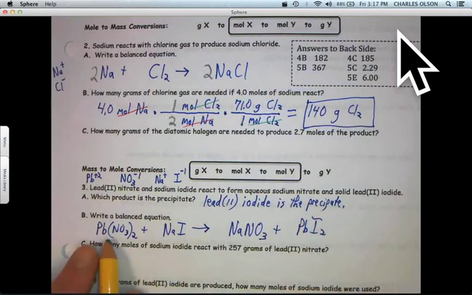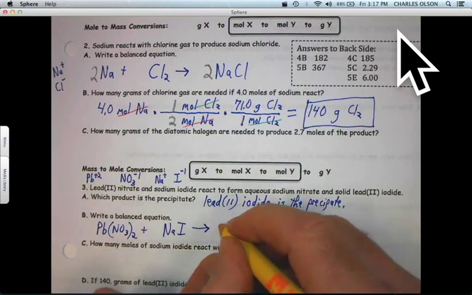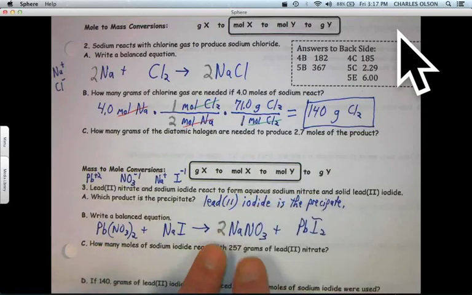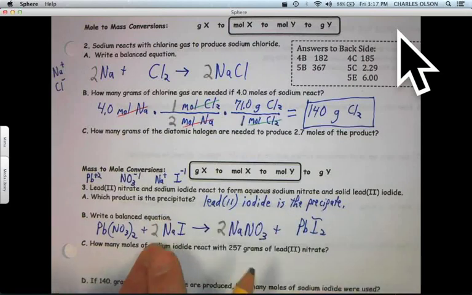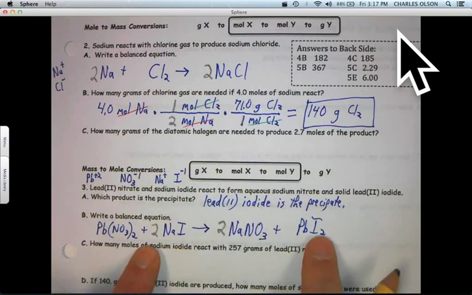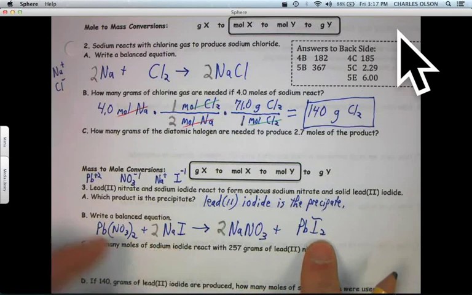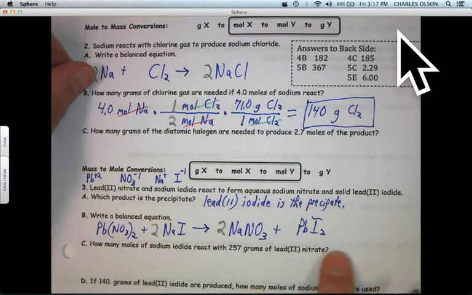And it looks like, let's see, 2 nitrates on the left, so we need 2 nitrates on the right. We have 2 sodiums. We'll need 2 NaI. And let's see, the iodines work out. So that's our balanced equation. Now we can do the calculation.